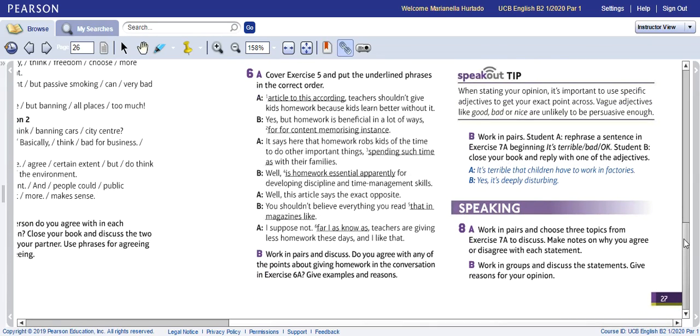Now, let's take a look at B. It says work in pairs. Student A rephrases a sentence in exercise 7A, beginning it's terrible, bad, or okay. Then student B, close your book and reply with your adjectives. Now, what I'm going to do is upload to our Moodle platform more examples of adjectives that you guys can use. So don't forget to go and check out our Moodle platform for all the extra resources that will help you better understand today's lesson.